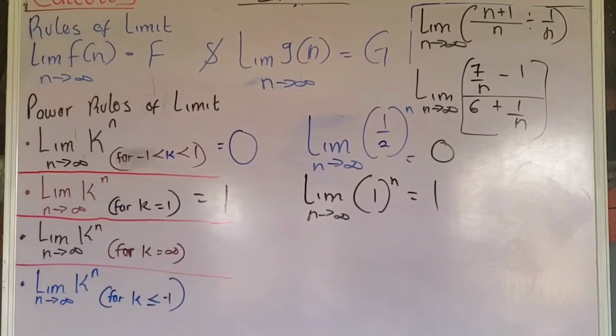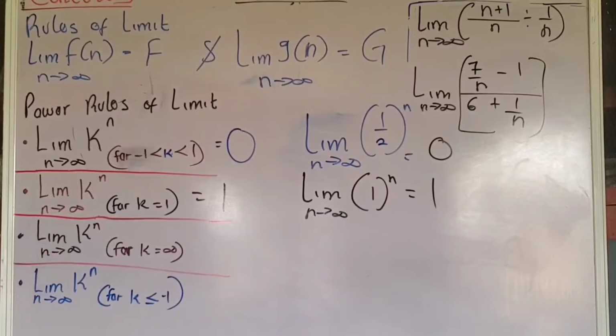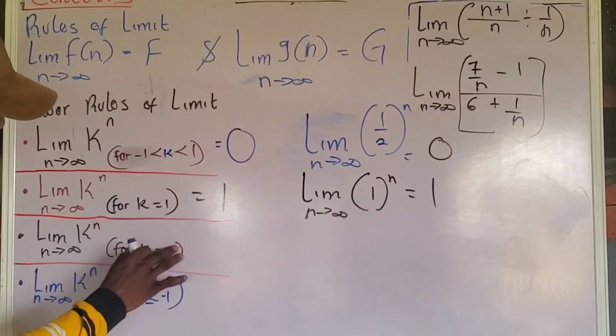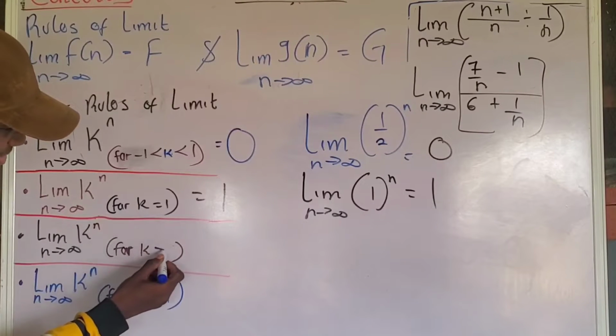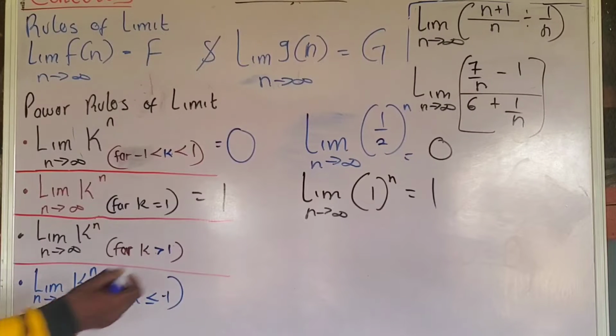Now, for the third condition, we have the limit of k to the power of n as n tends to infinity. Oh, sorry, I made a mistake: for k greater than 1. That means k may be 2, 3, 4, 5, 6. If k is greater than 1 and we take the limit of k to the power of n as n tends to infinity, the answer will be infinity.